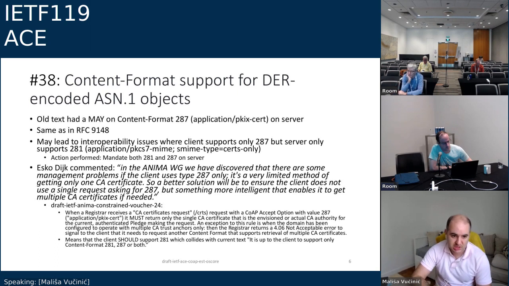which may lead to interoperability issues where the client supports only 287, but the server supports only 281, which is a different format carrying multiple certificates. So Esko commented that in ANIMA, they discovered that there are some management problems if the client uses only 287 and that it's a very limited method of getting only one CA certificate. So he pointed us to a draft in the ANIMA working group, the ANIMA constrained voucher draft, which has a text that I quote below on how they handle this. But essentially, they handle it by requiring the client to be prepared to support both a single certificate, so 287, but also the 281 content format.